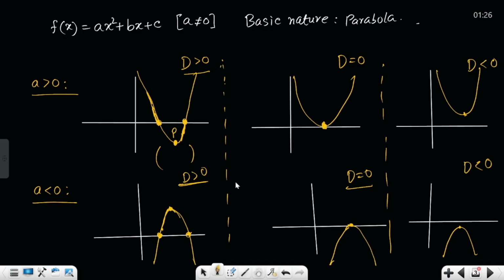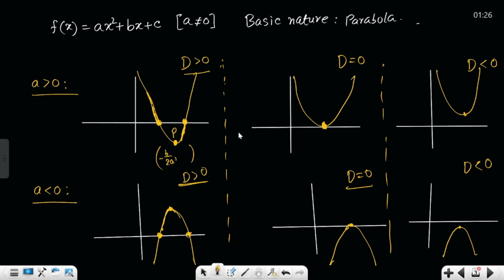So at a greater than 0, it will be the minimum, and at a less than 0, we will get the maximum of a quadratic function. The graph also tells that. So for point P, what will be the coordinate? The value of x for which f(x) has its minimum for a greater than 0 is minus b by 2a. I discussed this in a previous lecture. Please see that before watching this.